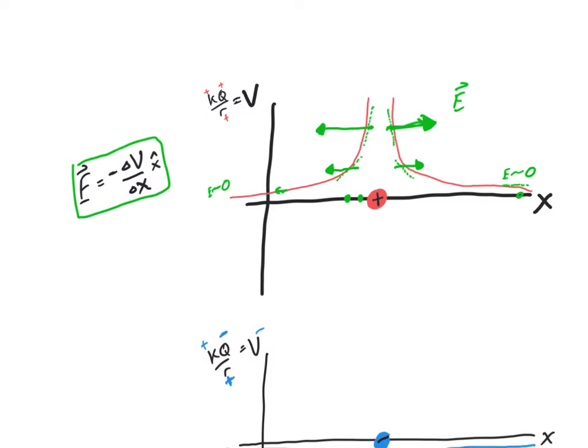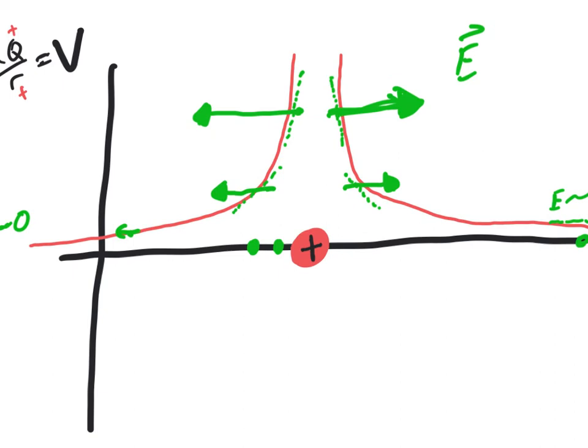This should not be a surprise, because we expect the electric field to point away from a positive charge. And that's exactly what each of these green arrows does. There's a red positive charge in the middle, and the electric field is pointing outwards from there.